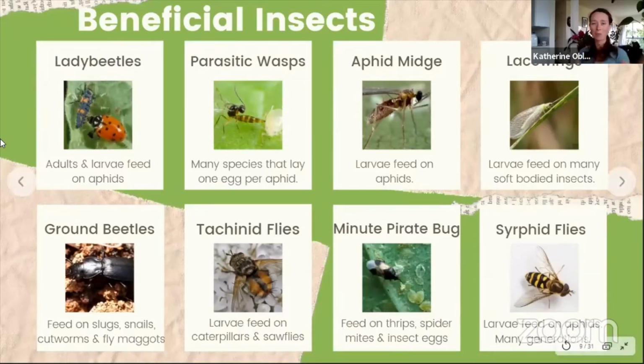So it's very helpful to have lady beetles, parasitic wasps, aphid midges, lacewings, everybody feeding on aphids and their eggs. So the aphid midge, once again, a very small insect, but the larvae feed on aphids. Ground beetles are really helpful. They feed on slugs, snails, cutworms, and fly maggots.